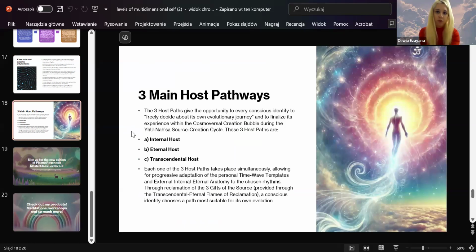So basically, in order to integrate our eternal self quantum, the best way is to utilize one of the three main host pathways, which is the internal host, eternal, and the transcendental host. Those pathways are taking place simultaneously through the blending of those time wave templates together. So it's as if the planet is right now running three timelines simultaneously. If you are interested in learning more about it, there is a short video that I prepared before about the three Ascension host pathways. So you can check it out under the same name if you haven't seen it yet.